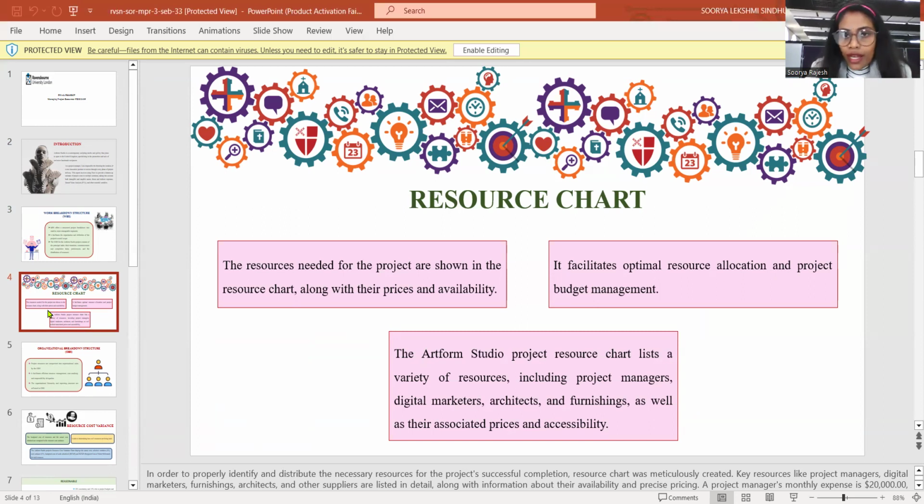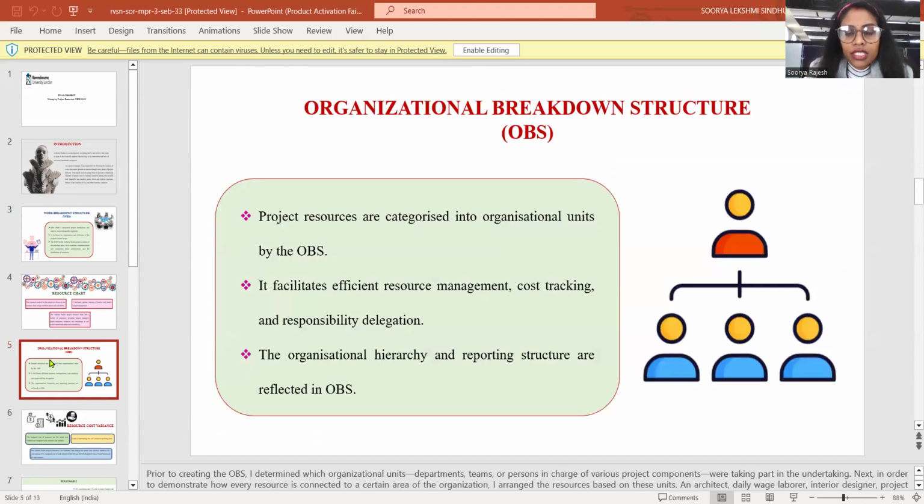Budget is very important in these phases. And also the Art Form Studio project resource chart lists a variety of resources, including project managers, digital marketers, architects, and furnishings, as well as their associated price and accessibility. This type of resource chart in our project we show in Excel, and also in a table. So this is the main part of our project, and this is the second roadmap of the project. And we can go to the third slide.